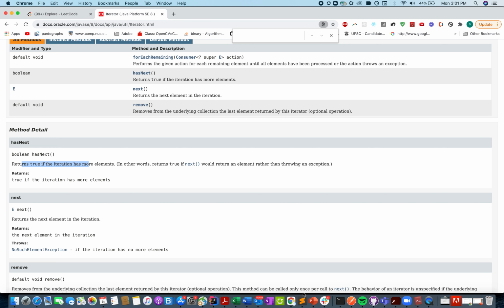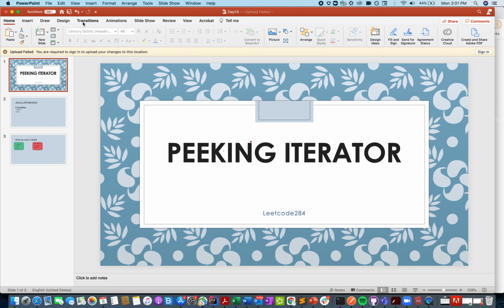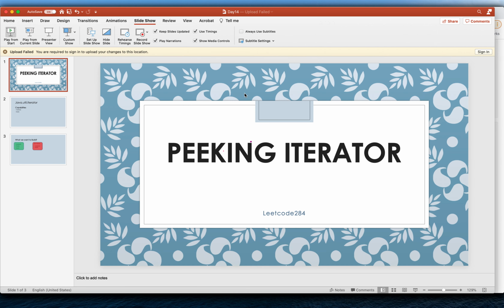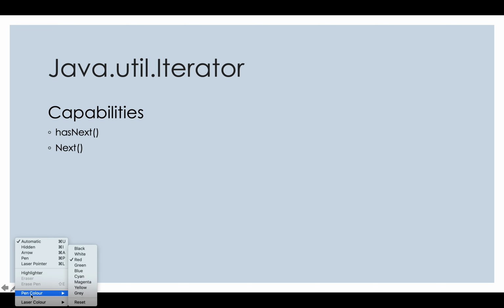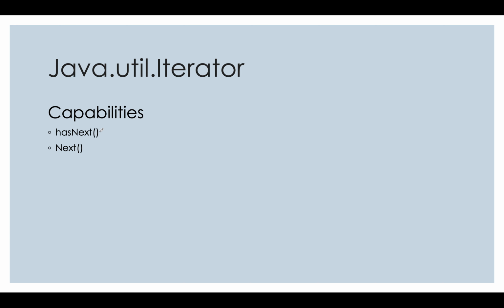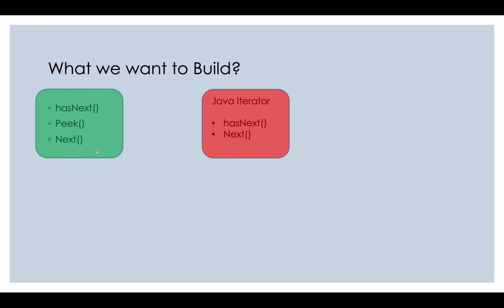And let's get started with the algorithm that I have created for this. So what capabilities does the Java iterator give us? It gives us two capabilities: the hasNext operation, which tells whether there are more elements in the list or not, and next, which actually returns the next element if there are more elements present in your data structure. So what does the question want us to build? The question wants us to build a new iterator that has three functionalities: hasNext, peek, and next.